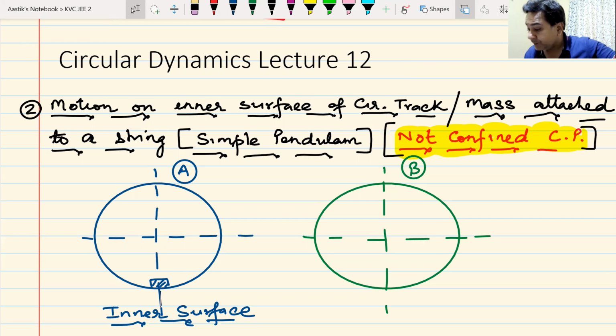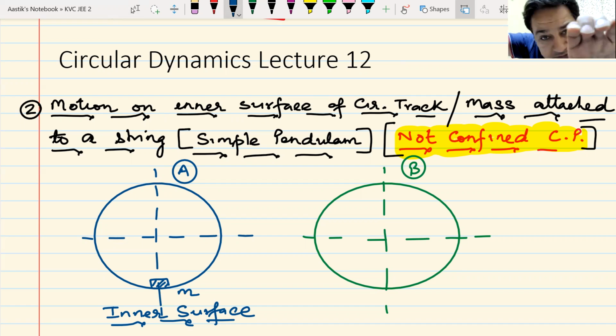Okay, so case A is motion on the inner surface. As you can understand, in the previous case, motion was happening from the top. Right now, the motion is going to happen from the bottom. I have a block of mass M kept at the bottom surface. Now, when it was at the top, I did not give it any velocity. It was just falling down on its own. But when it is at the bottom, if I don't give it any velocity, nothing will happen. So I'll have to give it some velocity. And that is the most important point in this discussion.